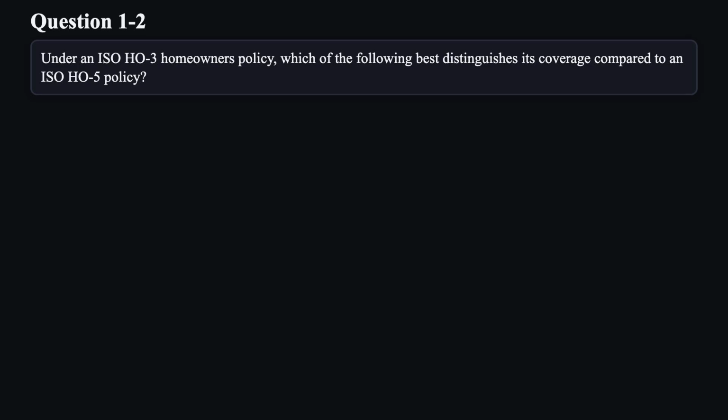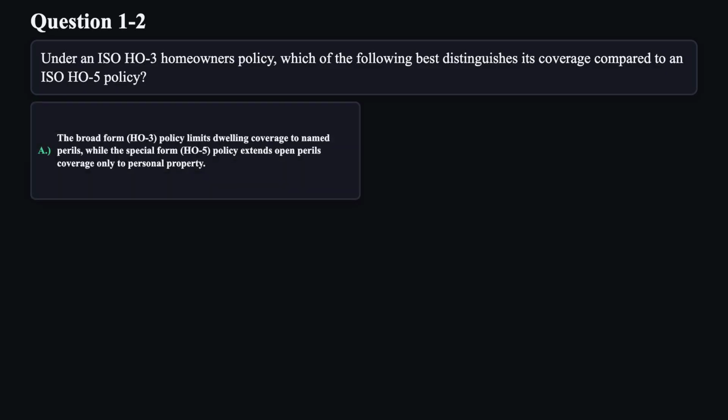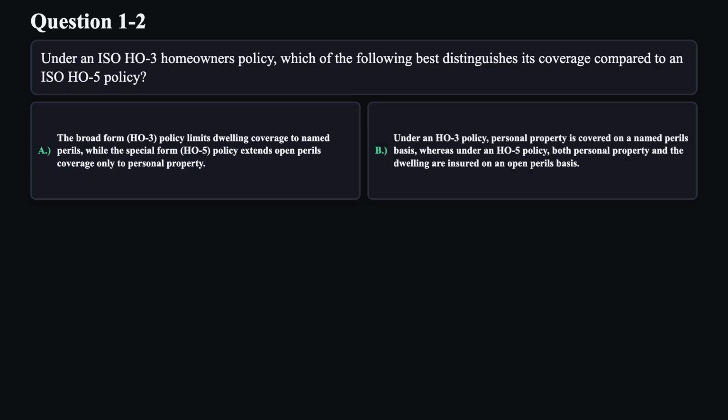Question 2. Under an ISO HO-3 homeowners policy, which of the following best distinguishes its coverage compared to an ISO HO-5 policy? A. The broad form HO-3 policy limits dwelling coverage to named perils, while the special form HO-5 policy extends open perils coverage only to personal property. B. Under an HO-3 policy, personal property is covered on a named perils basis, whereas under an HO-5 policy, both personal property and the dwelling are insured on an open perils basis.